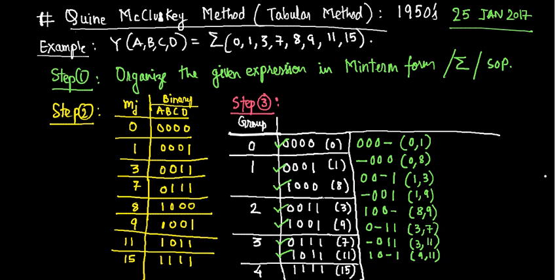Go to 3 and 4, the last group. Compare 7 with 15. How many bits are varying? 1. So dash 1 1 1. Which are the numbers? 7 and 15, so 15 is ticked. 11 and this also is varying, so 1 dash 1 1. So it is 11 and 15. Is it visible? Step 2 is done. Note it.